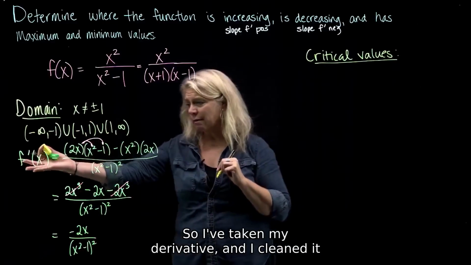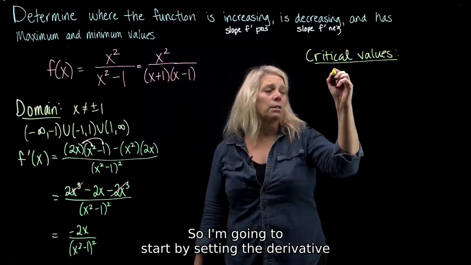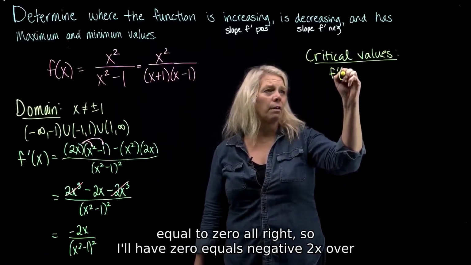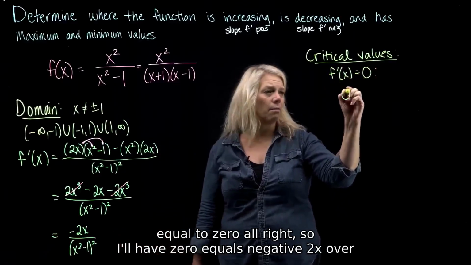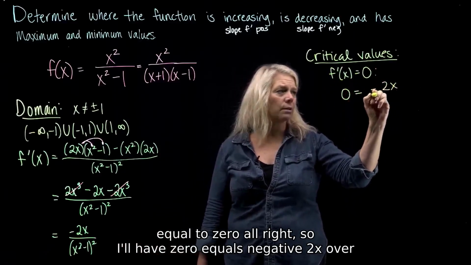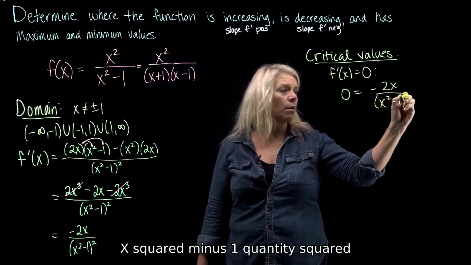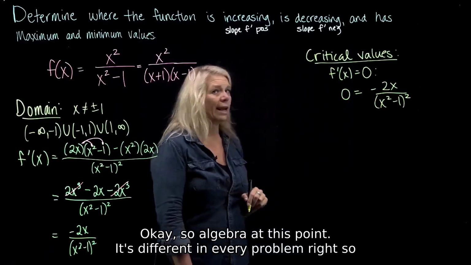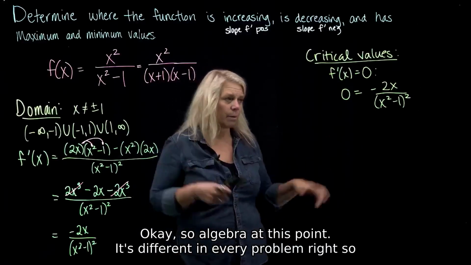So I've taken my derivative and I cleaned it up here, so I'm going to use this version. So I'm going to start by setting the derivative equal to 0. All right, so I'll have 0 equals negative 2x over x squared minus 1, the quantity squared. Okay, so algebra at this point. It's different in every problem, right?